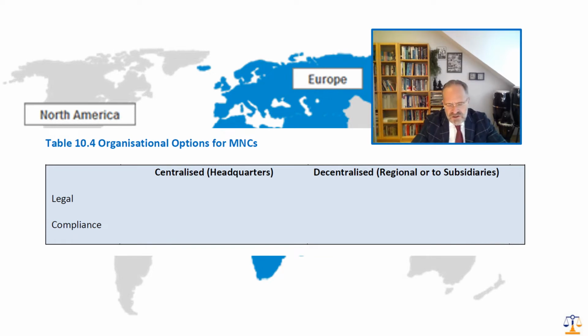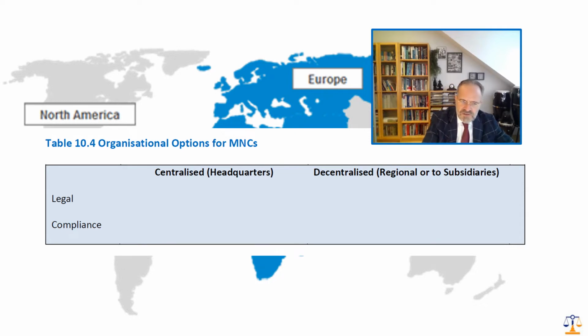We approach it rather simply. We said you have legal, you have compliance, and we know that within business studies the distinction is made between centralizing and decentralizing. The decentralizing can be regional or can be at the level of a subsidiary in a country. But with these four elements, we can build a matrix and very simply identify the organizational options with respect to legal and compliance for a multinational company.